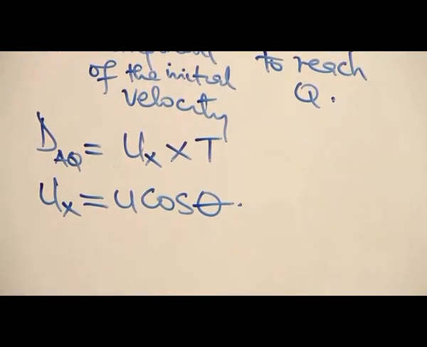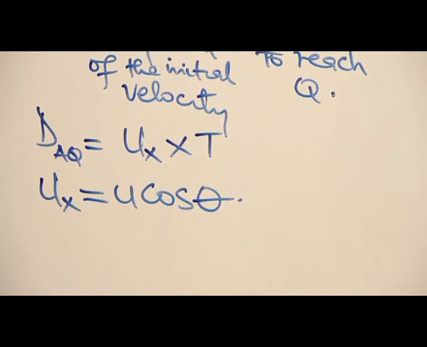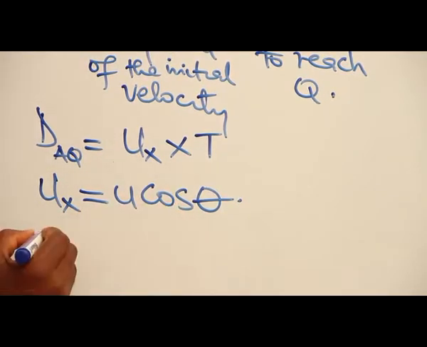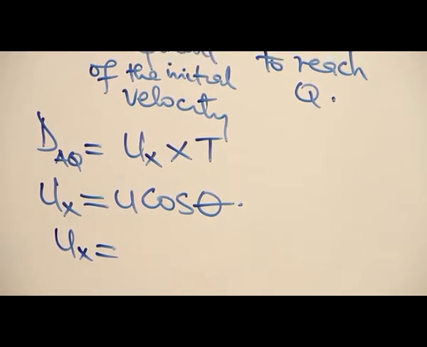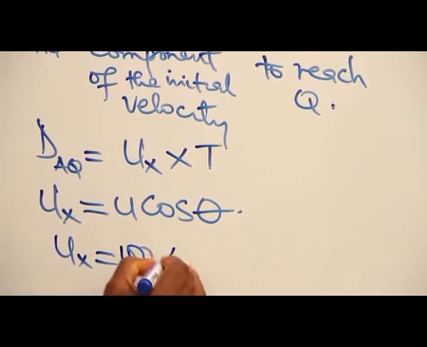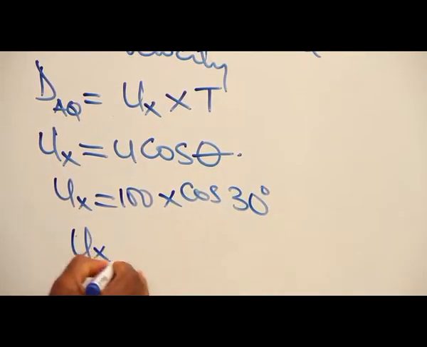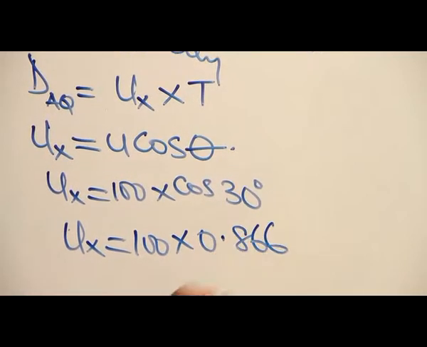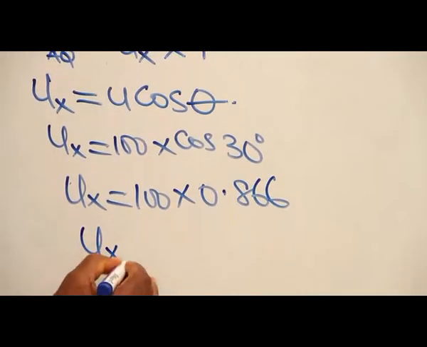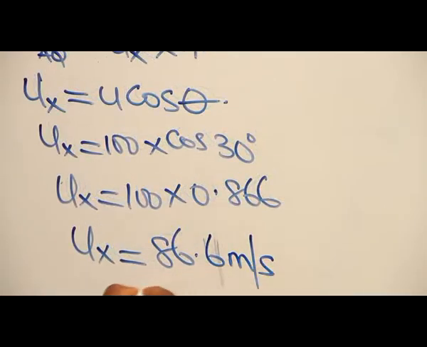So we have to separately get the total time. Or first of all, let's complete this part of it. We have the horizontal component as U is 100 times cosine of 30. So that value gives me 100 times 0.866. So the horizontal component is 86.6 meters per second.